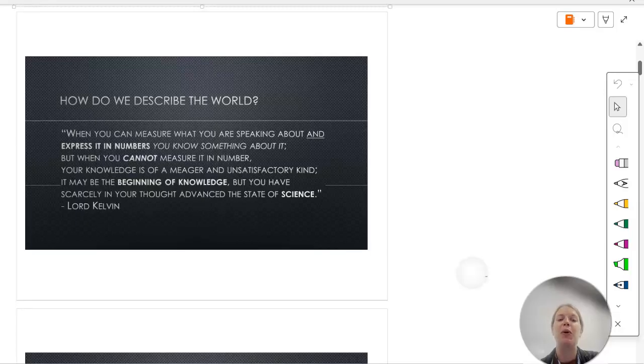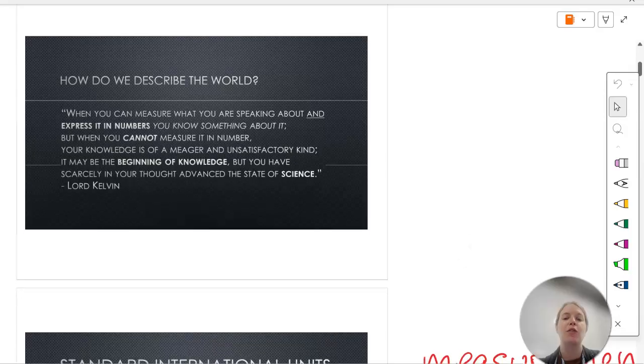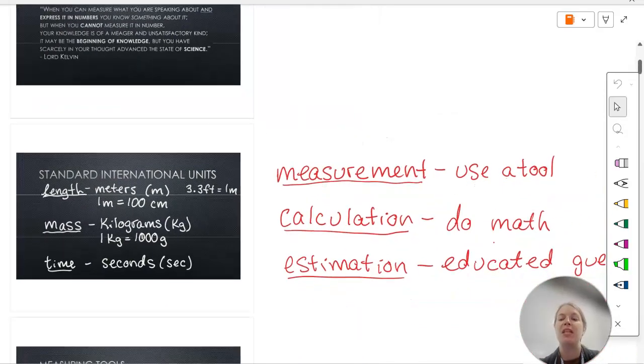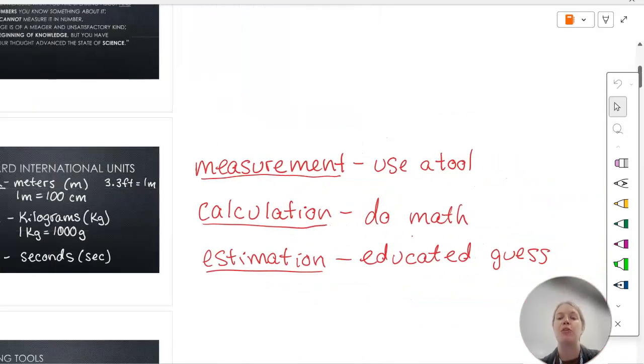So we're going to be putting numbers on things so that we can create scatter plots. And that helps us see the relationship between the two variables that we plot, one on the x, one on the y-axis. So first, let's just talk about measurement and the differences between measurements, calculations, and estimations.